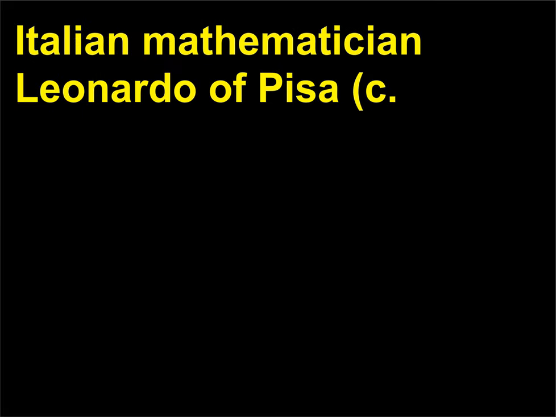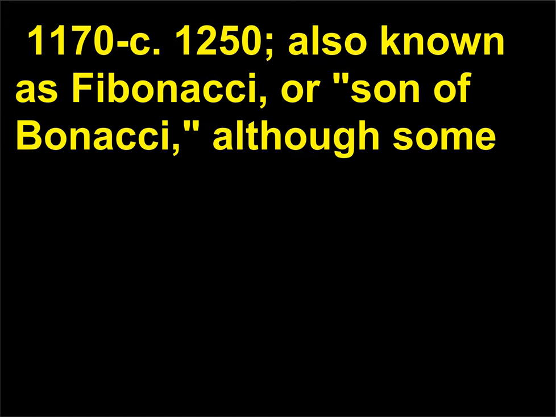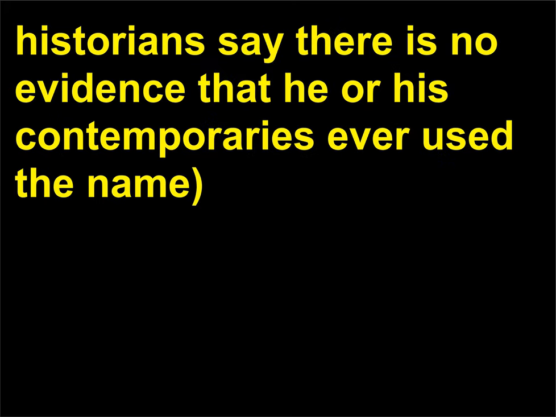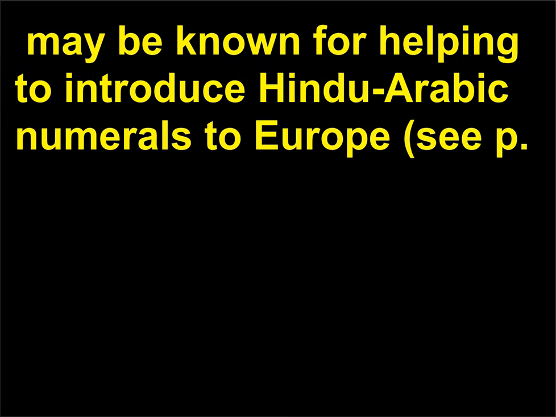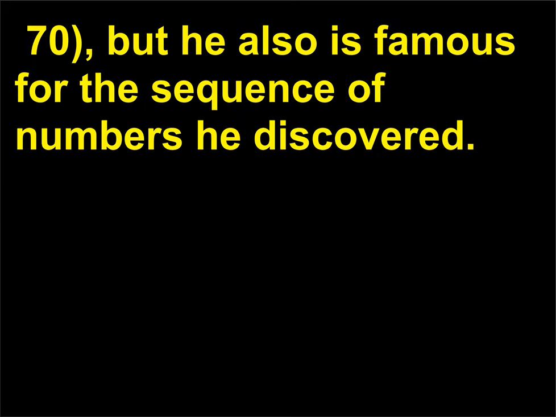Italian mathematician Leonardo of Pisa, c. 1170-1250, also known as Fibonacci, or son of Bonacci, although some historians say there is no evidence that he or his contemporaries ever used the name, may be known for helping to introduce Hindu-Arabic numerals to Europe, c. 1202, but he also is famous for the sequence of numbers he discovered.